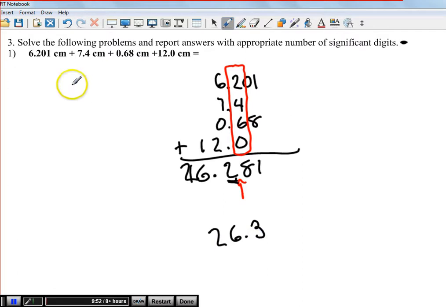So our answer is going to be 26.3. Now, when we have different units and we're adding and subtracting, the only way to do adding and subtracting is to make sure that the units are the same. You can't just easily add and subtract numbers with different units. So in this case, they are all the same. So this is just going to be centimeters.